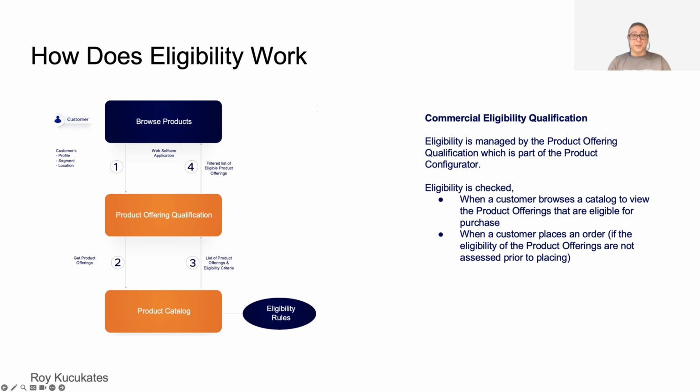The product offering qualification internally makes a call to the product catalog to get all product offerings meeting the criteria of the browsing request, and it gets the list of product offerings and eligibility criteria which are stored in a product catalog. Then product offering qualification eliminates the ones that are not eligible and returns only a filtered list where only eligible products are shown. Therefore, browsing products through any channel is guaranteed to show the customer only the ones that are eligible.